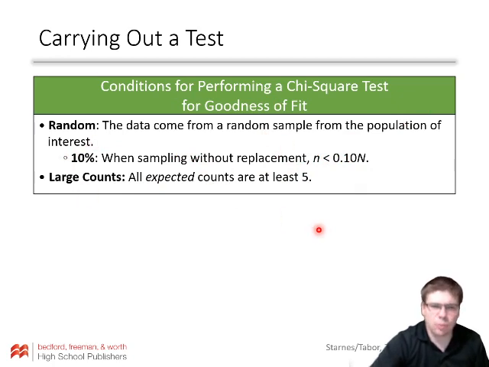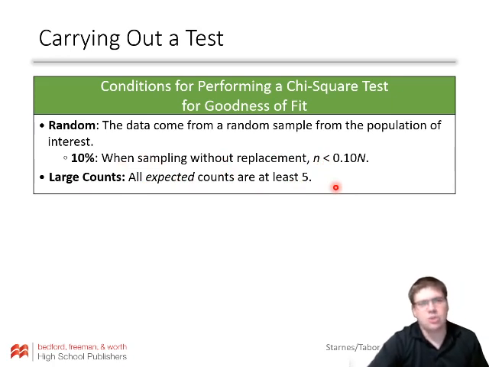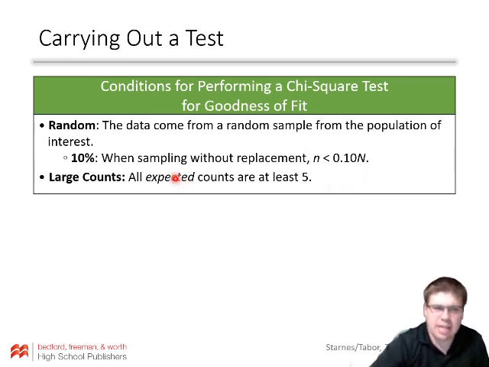Large counts is a little bit weirder. All of our expected counts need to be at least 5. It used to be that the expected number of successes needs to be at least 10 and the expected number of failures at least 10. Now it's just expected counts need to be at least 5 across the board. And that distribution is appropriate. If not, it ends up not matching that chi-square distribution. So we're pretty close to the chi-square distribution as long as we meet that condition.